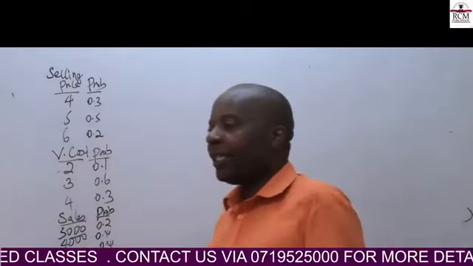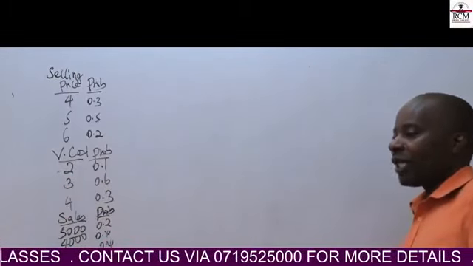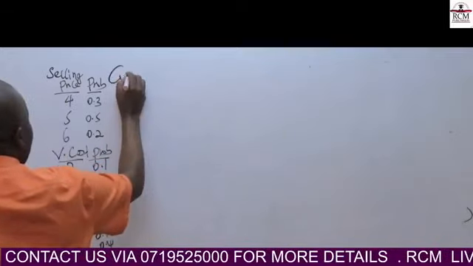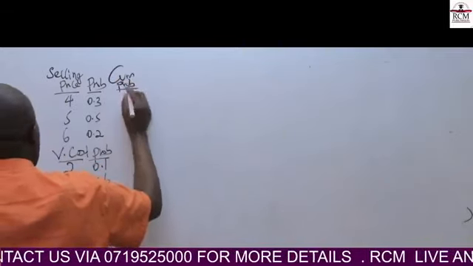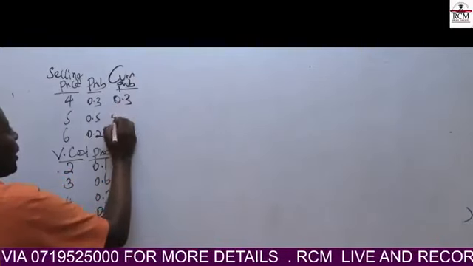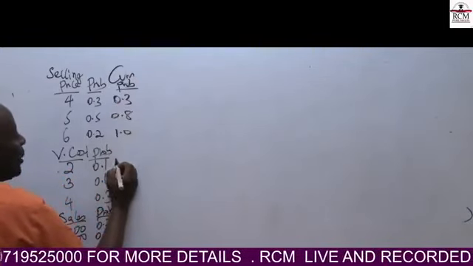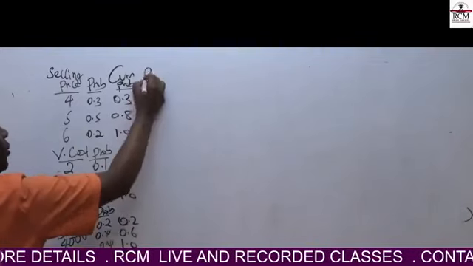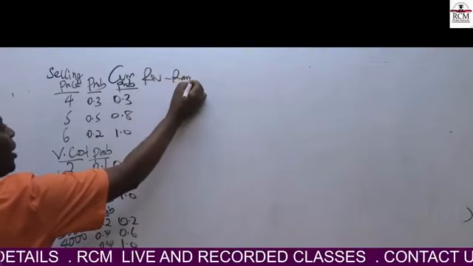So having identified our probabilistic variables like this, we know that the next step will be for us to ascertain the cumulative probabilities. Please, you are adding these figures downwards. We have 0.3, 0.8, and then 1.0; 0.1, 0.7, and then 1.0; 0.2, 0.6, and then 1.0. And then we have the random number ranges.